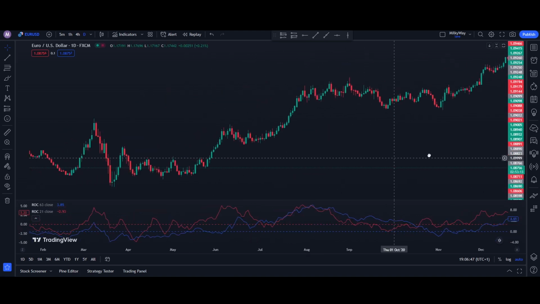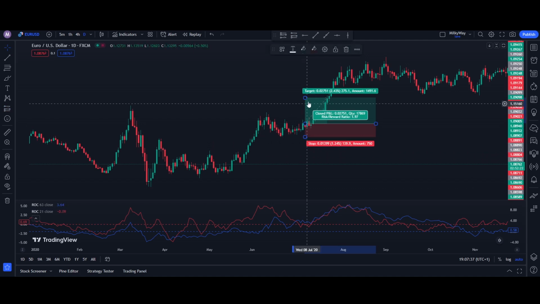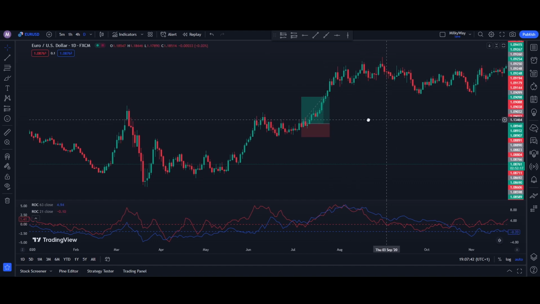So if we zoom in a bit, right here, you've got both lines positive. The blue line is already positive. The long-term rate of change line is positive, and then the red line, which is the shorter term rate of change, becomes negative and then becomes positive again on this candle. So you would go long. Right here, you place the stop loss at the last swing and you're aiming for a 1 to 2. So this would have been a successful trade.